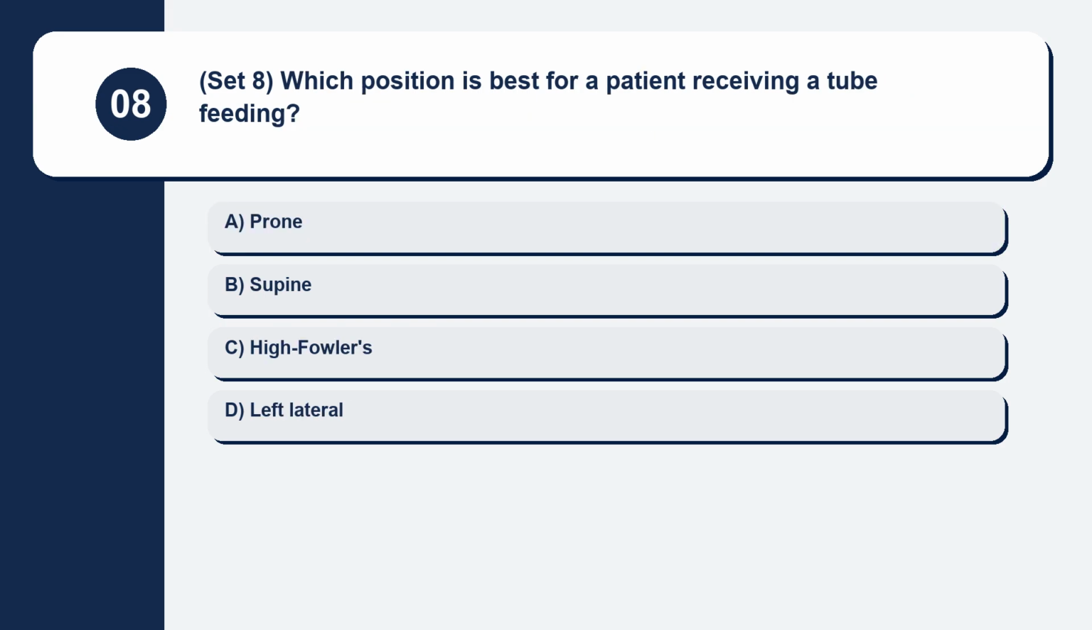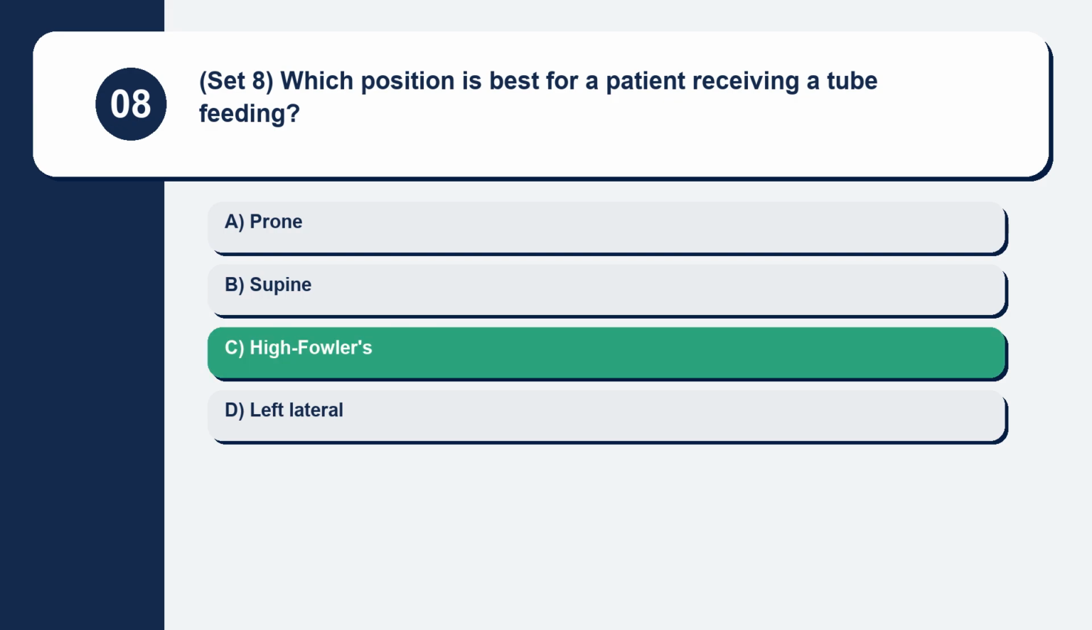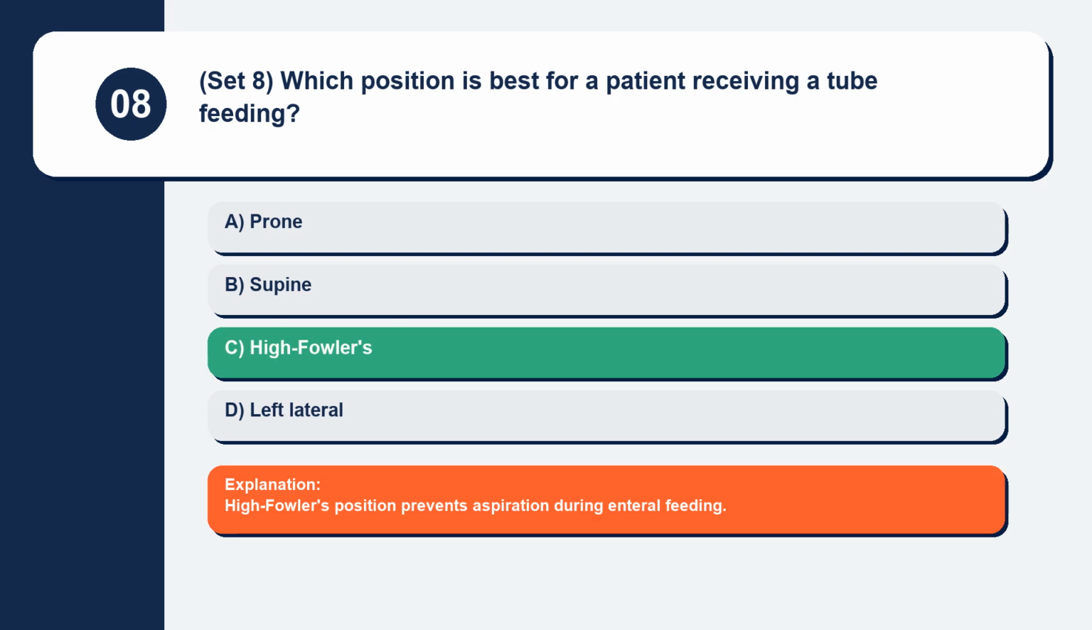Question 8. Set 8. Which position is best for a patient receiving a tube feeding? Prone, supine, high Fowler's, left lateral. High Fowler's position prevents aspiration during enteral feeding.